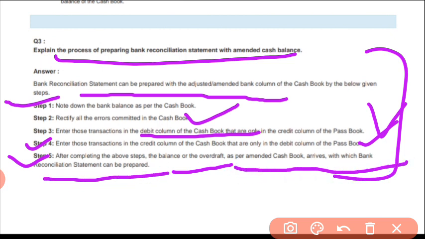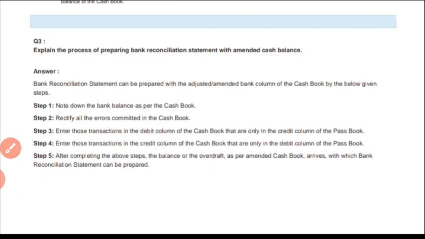ठीक है, उसके बाद में क्या होगा, you will get the balance as per cash book or as per overdraft. Okay, right? Is it clear? Is there anything which is in doubt? Anybody? If anybody is having a problem, put your problem in the comment section. I will explain it again.